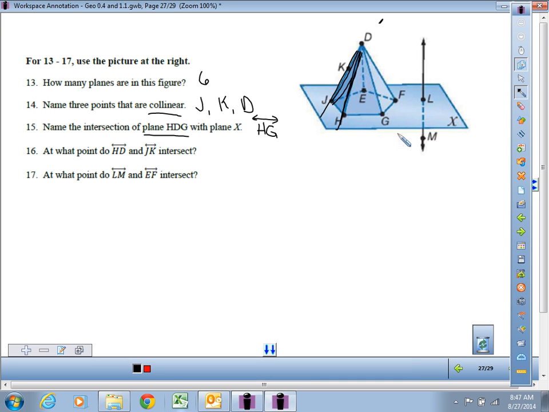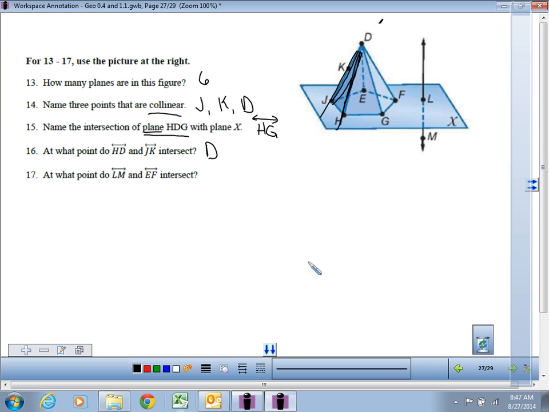Now remember, we don't have to write "point D." We have to write "plane" out when we name it, but we don't have to write out "point." So all we have to do is write capital D.